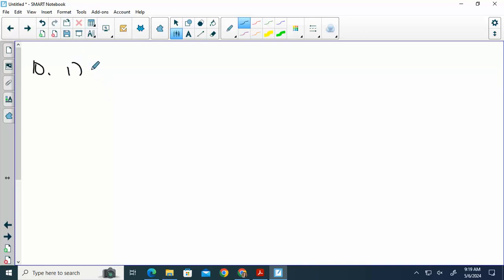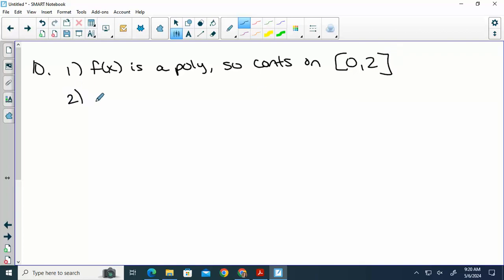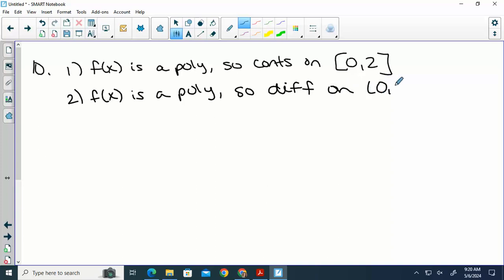This is a polynomial, so it's automatically continuous. And it's actually continuous everywhere, but it only has to be on our specific interval. Second, it's a polynomial, so it's differentiable as well. And again, it's differentiable everywhere. The requirement is just that it has to be on the open interval. So I was pretty lenient with verifying the criteria on those.